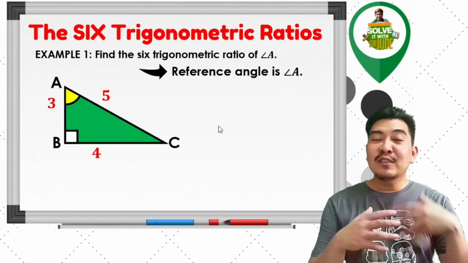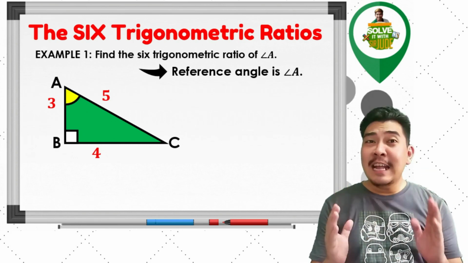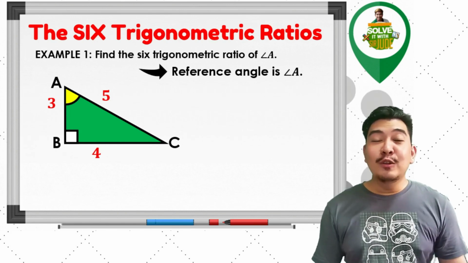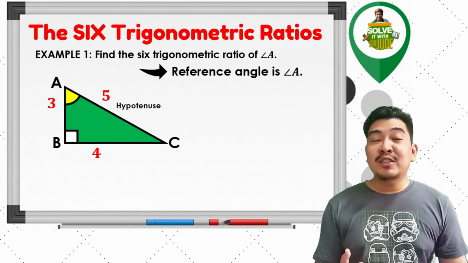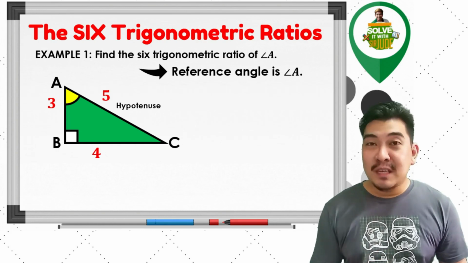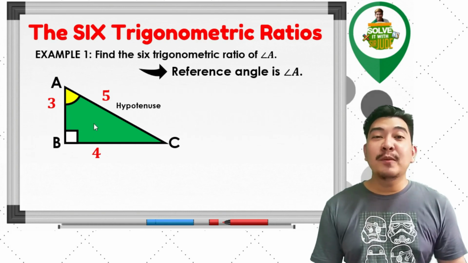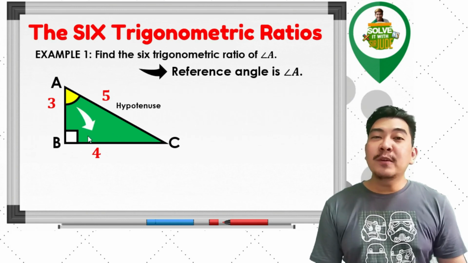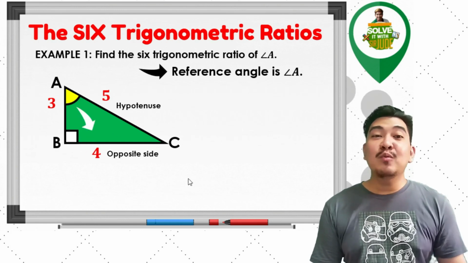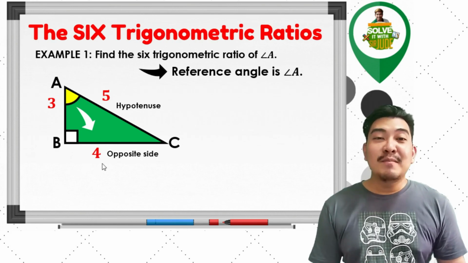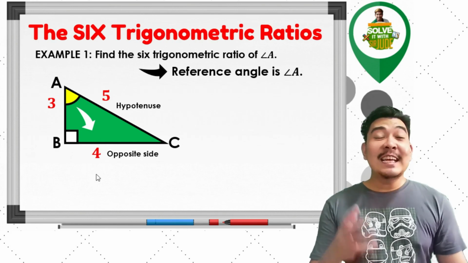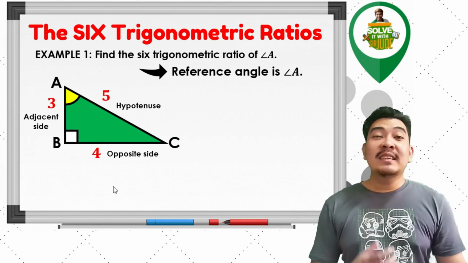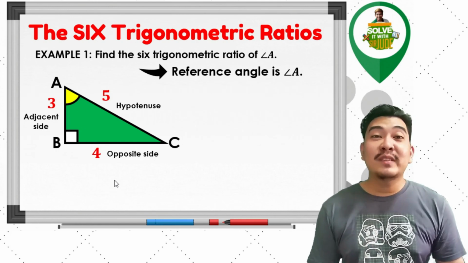Now, what we will do next is name the sides with respect to angle A. We all know that AC, which has the measure of 5 units, is the hypotenuse because it is the side opposite our 90-degree angle. And then, the side opposite angle A, which is BC, will be our opposite side, which has the measure of 4 units. And then the last part of our right triangle is, of course, AB, which is our adjacent side that measures 3 units.